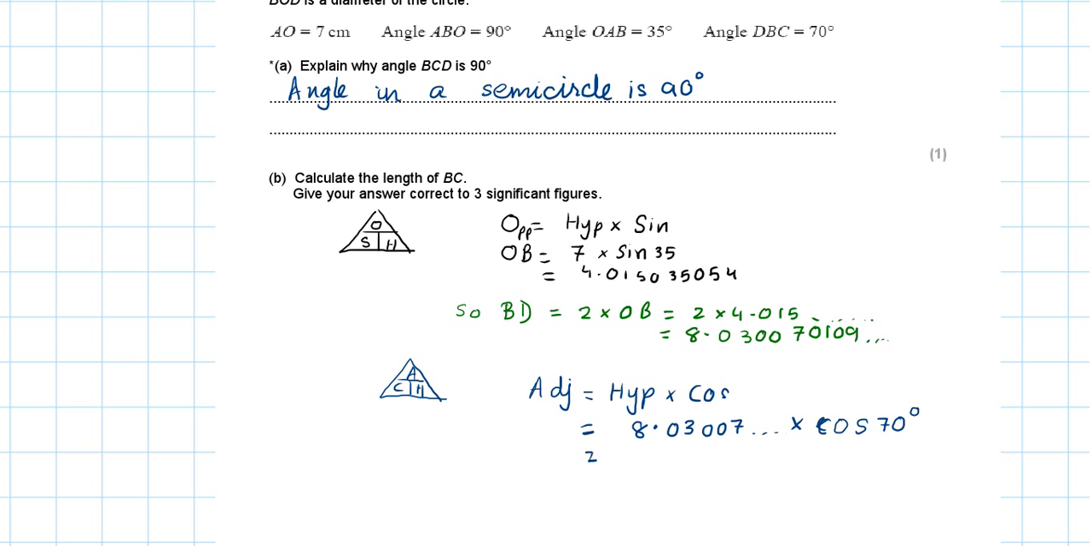So it says 3 significant figures. My answer is 2.746, and it carries on, which is approximately 2.75 to 3 significant figures. Okay, and that's this question done. Let's move on to the next one.